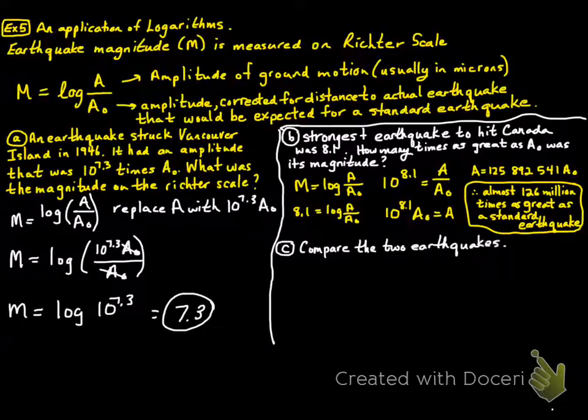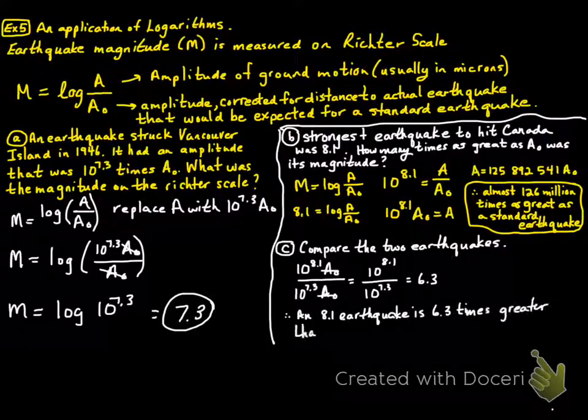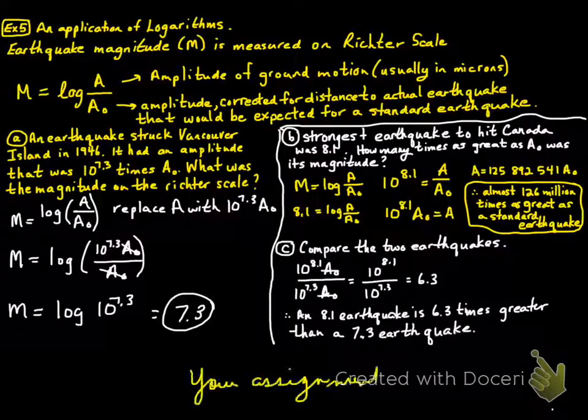C. Compare the two earthquakes. Well, we have an earthquake of 8.1 and an earthquake of 7.3. So I can say 10 to the power of 8.1 A0 over 10 to the power of 7.3 A0. Cancel the A0s, and you're left with 10 to the power of 8.1 over 10 to the power of 7.3, and using your calculator, you can find that that's going to equal 6.3. That means that an earthquake of magnitude 8.1 is 6.3 times as great as an earthquake of magnitude 7.3.